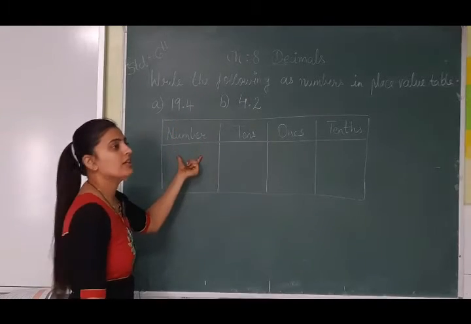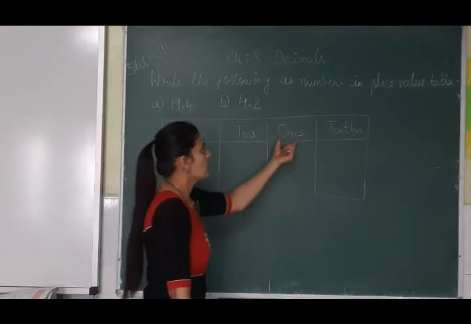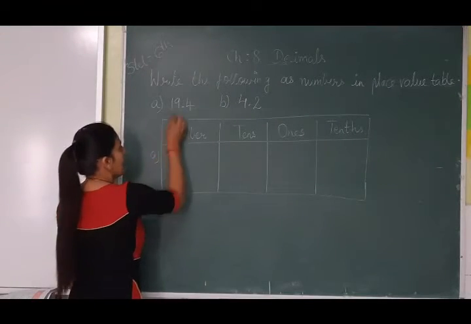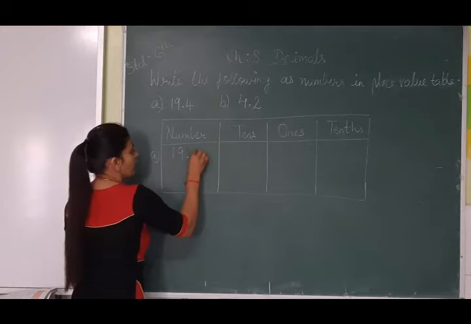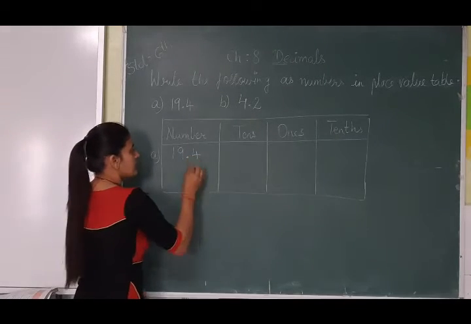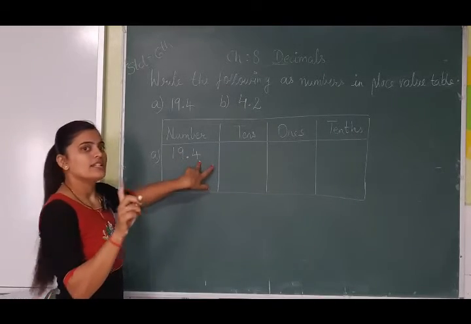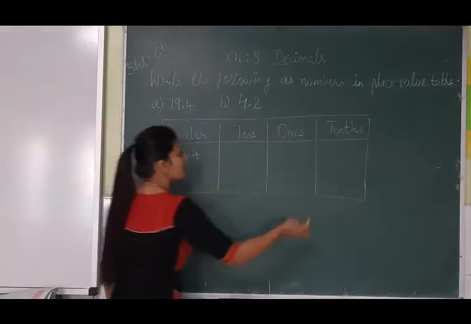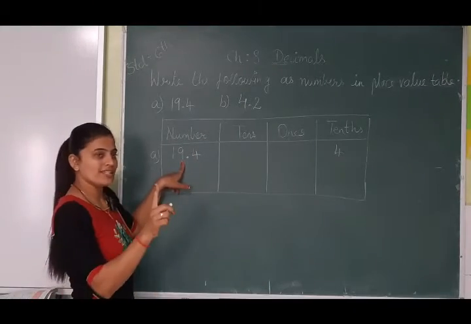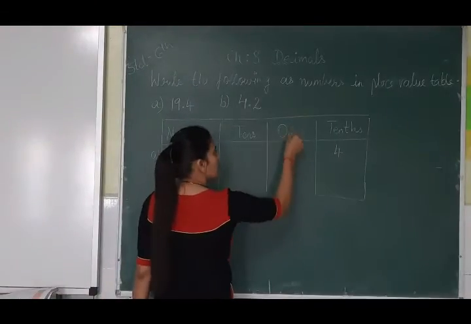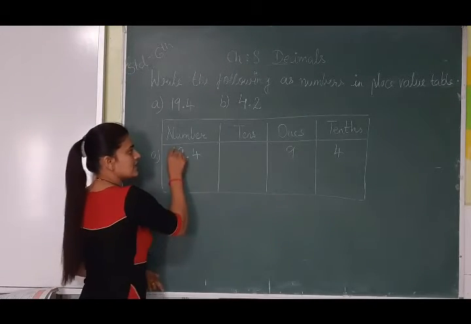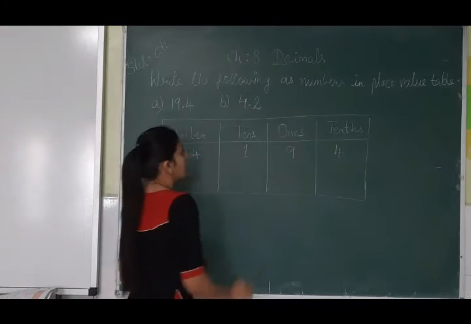Now here the first column is given, after that tens, ones and tens. So here first A, 19.4. Now here you can see, here it is a point. So after the point, one digit, that is tenths. So this 4 will be written over here. After that this 9 is on the ones place. So below ones we will write down 9. After that at the tens place 1 is there. So 1.